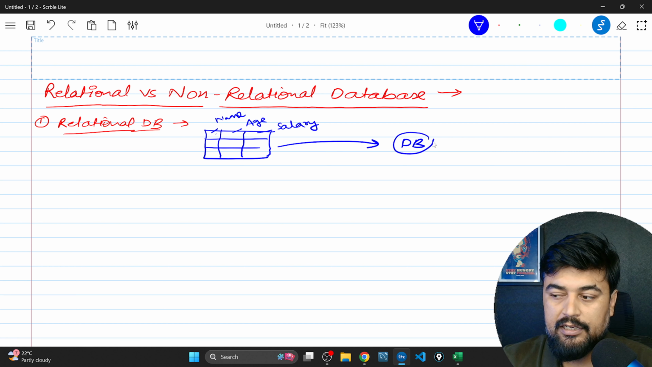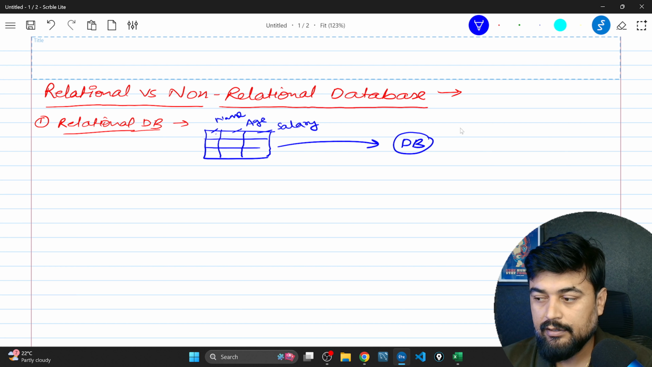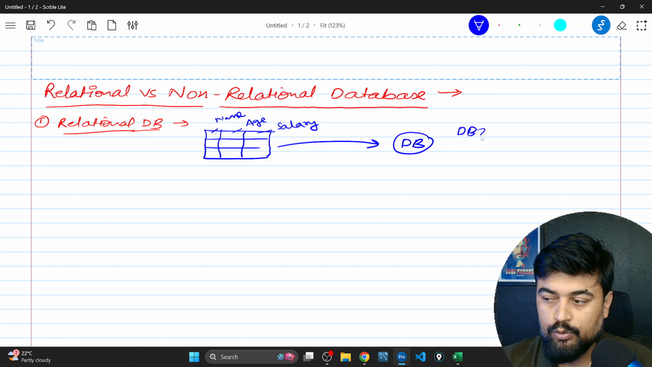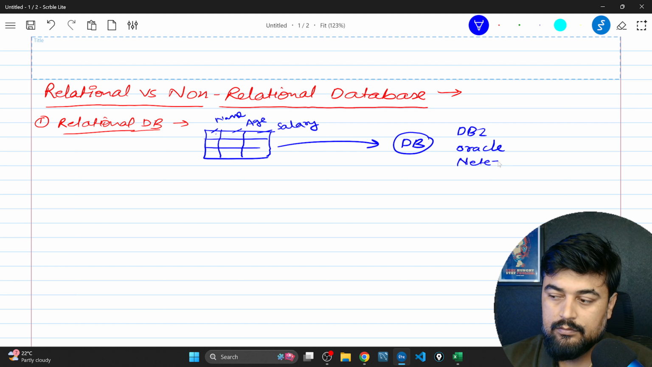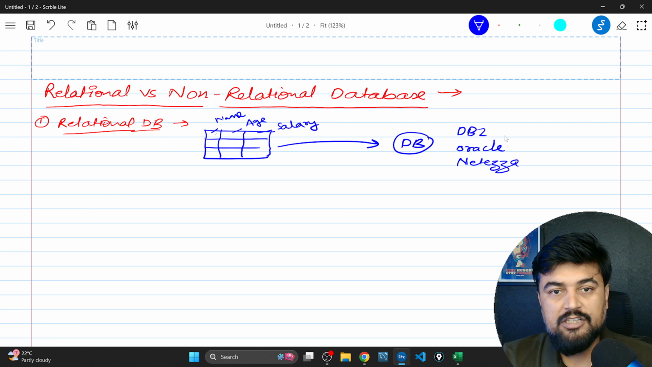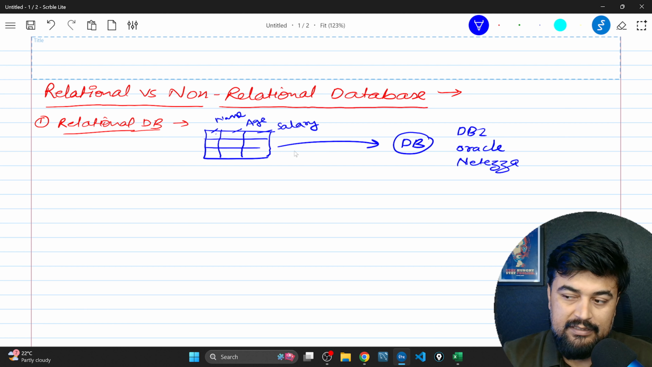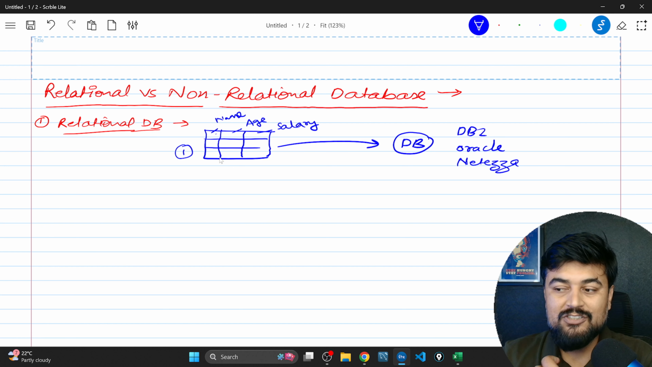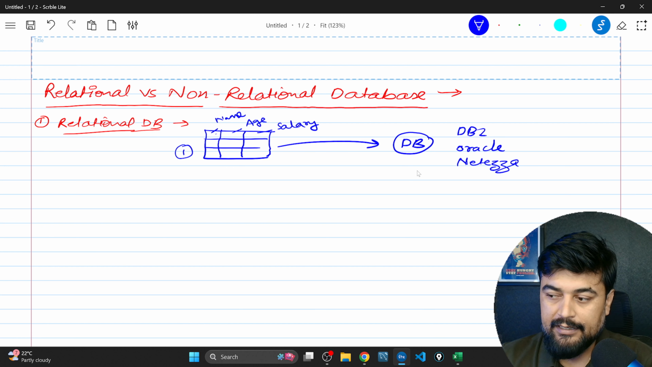And what are relational databases? Some of the examples are like DB2, Oracle database, or Netezza. So these three are very popular relational databases. Why are they called relational databases? Because all these tables, this is just one table. So many tables with a structured format are stored inside a database.